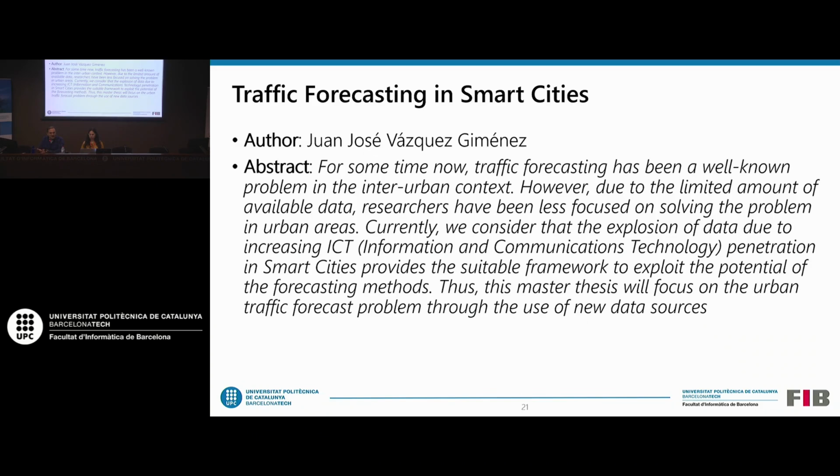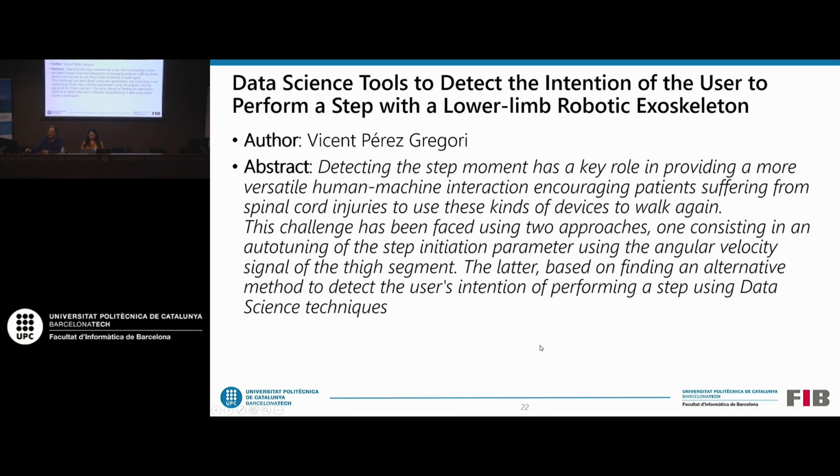So this data is available to anybody. And similarly for other main streets inside the city. So traffic forecasting is another thing that is pretty trending nowadays. This is in this case by Juan José Vázquez Jiménez.